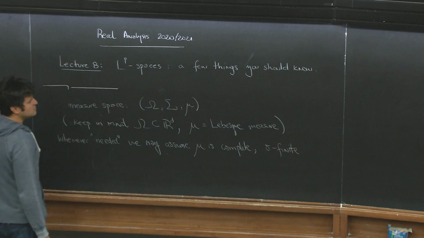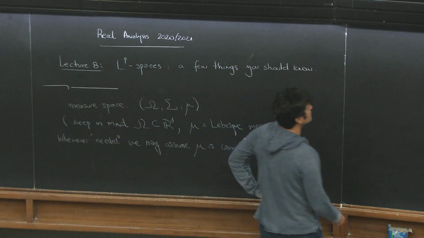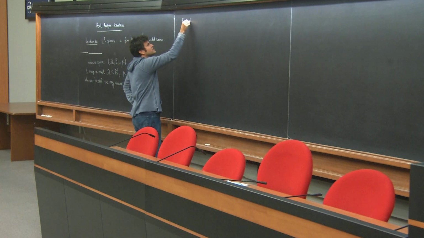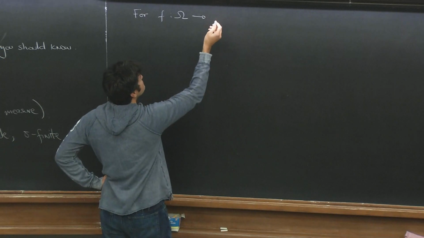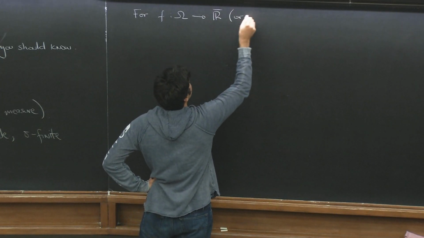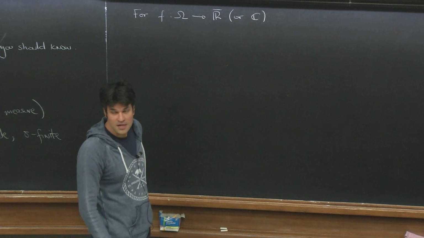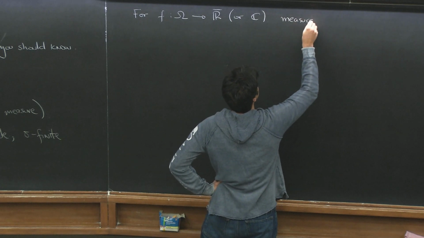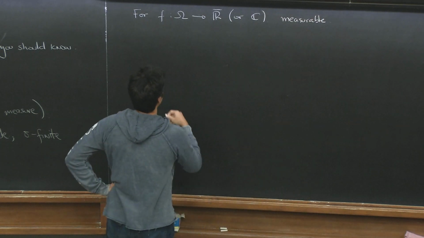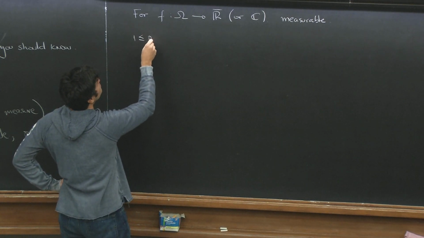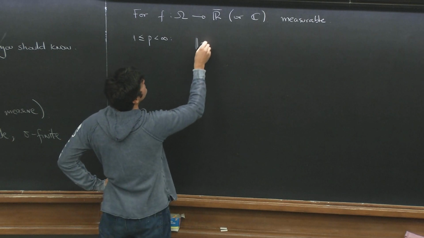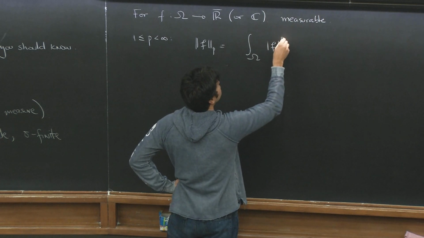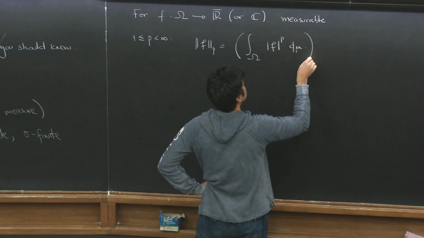So recall the definitions of the LP norms. For a measurable function f, taking values in R or the complex numbers, you may define the following objects. For 1 less than or equal to p less than infinity, you define the LP norm to be the integral of the modulus of f to the p, to the power 1 over p.